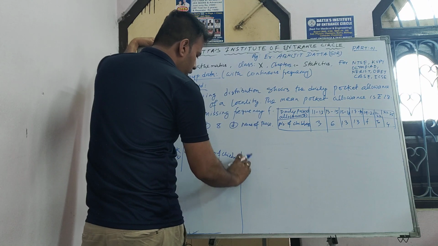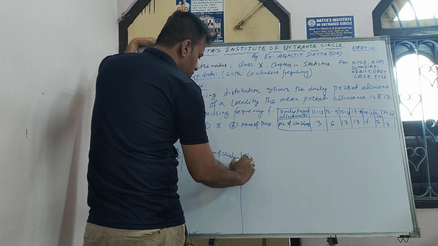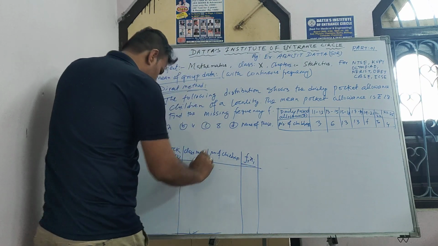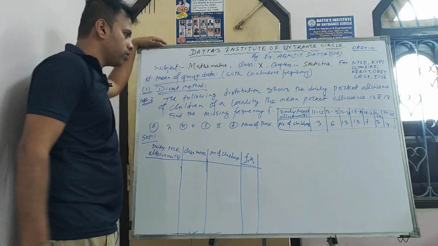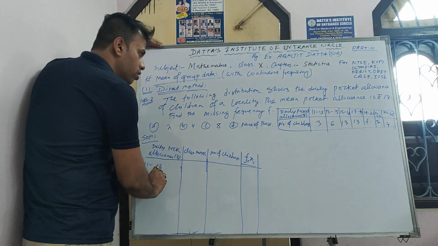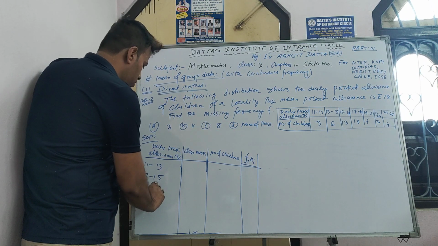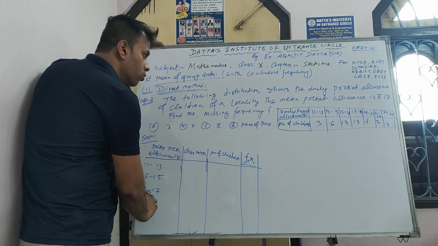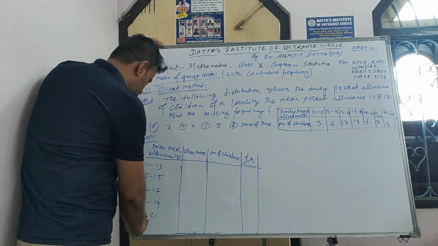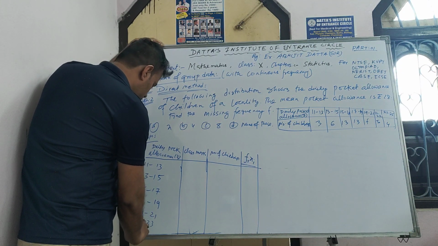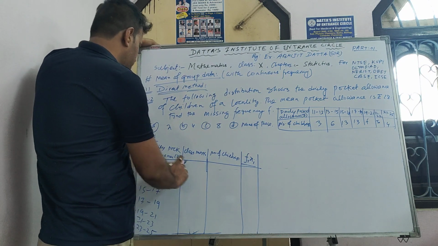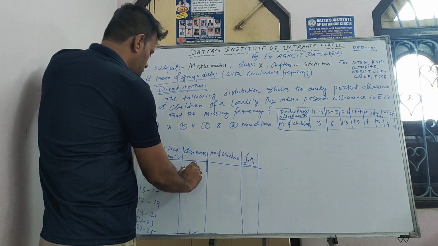Now we have to calculate fx, that is fi xi. The class intervals are 11 to 13, 13 to 15, 15 to 17, 17 to 19, 19 to 21, 21 to 23, and 23 to 25. So if I find the class mark, the average, 11 plus 13 by 2, how much?